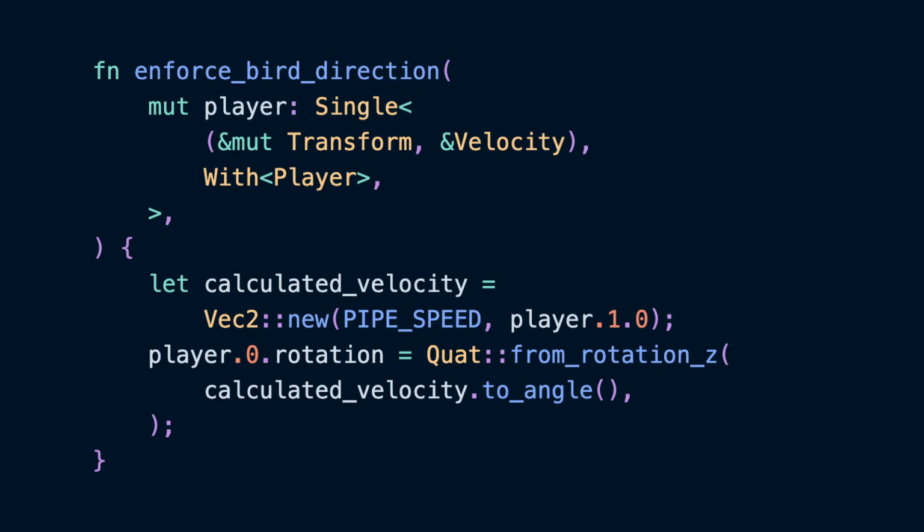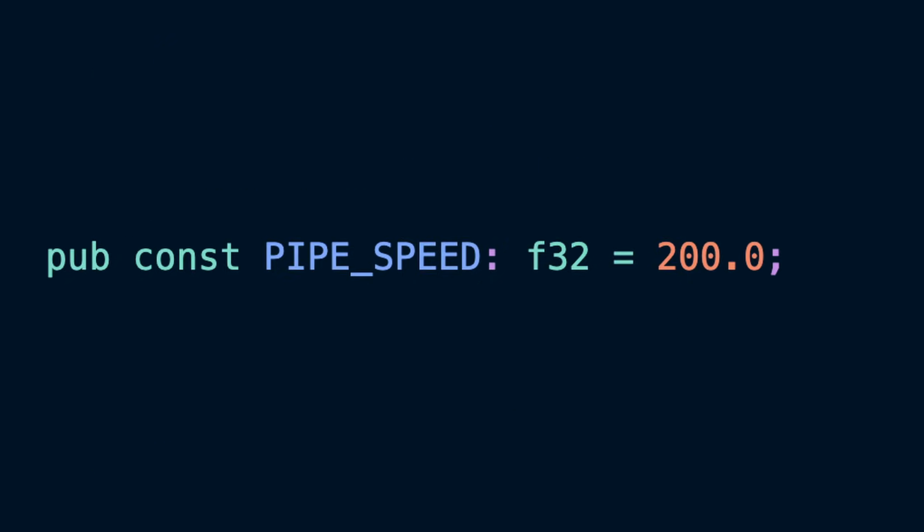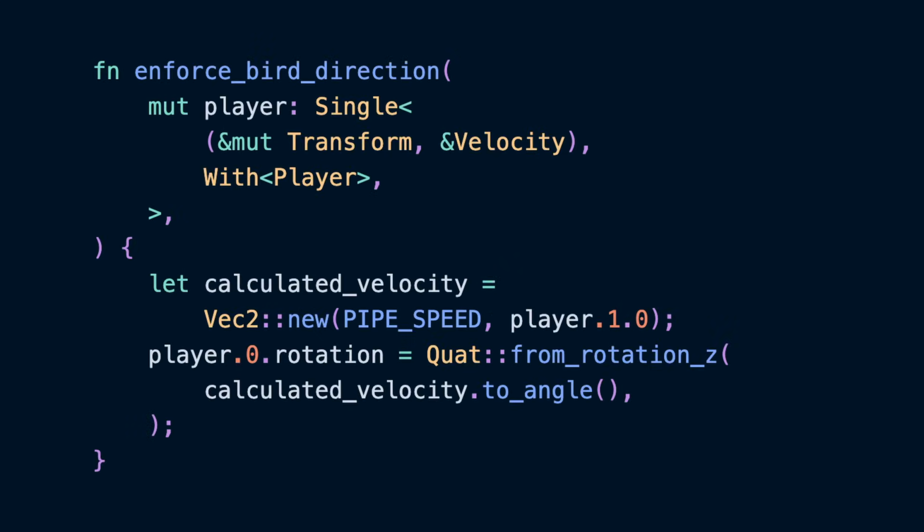Our pretend horizontal speed is pipe speed, and our vertical speed is the velocity value. Make pipe speed public so we can use it in main.rs, and then we'll use that value in a new enforce bird direction system. This system takes advantage of the fact that the angle of a 2D vector is just that vector. So since our x and y speeds are already relative to our bird, we consider the bird to be the velocity vector's local vec0.